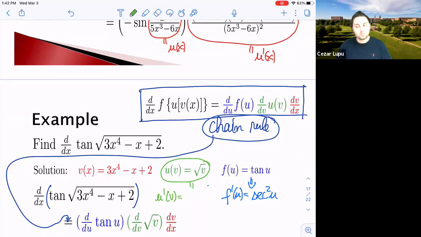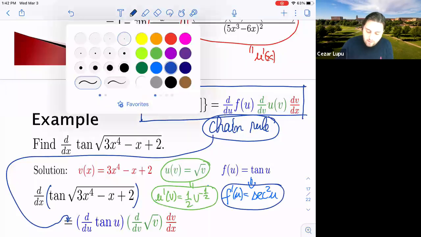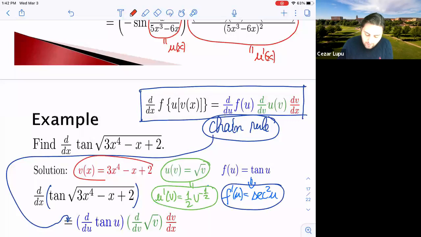Is what? It's 1/2, exactly. So it's 1/2 v to negative 1/2. Great. So I have this guy here, I have this guy here. And what about this guy here in red? So this guy, v prime of x, will be what? Let's put it here. It is 12x cubed minus 1.